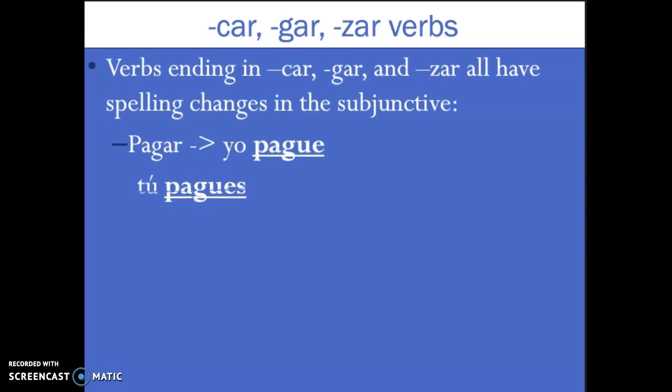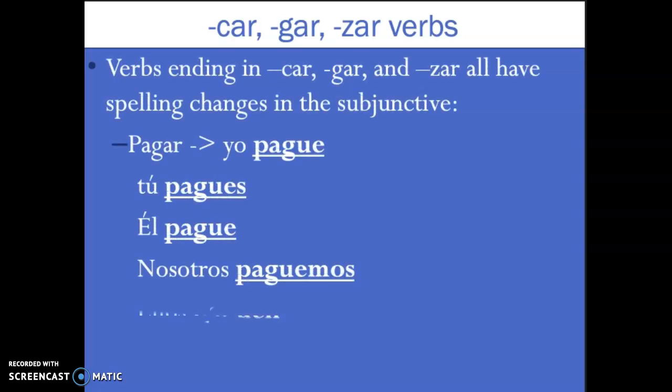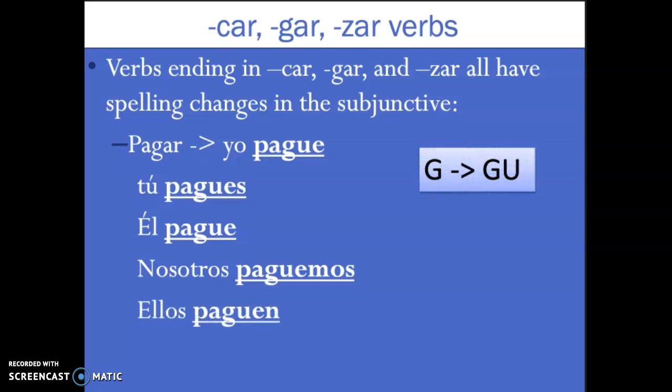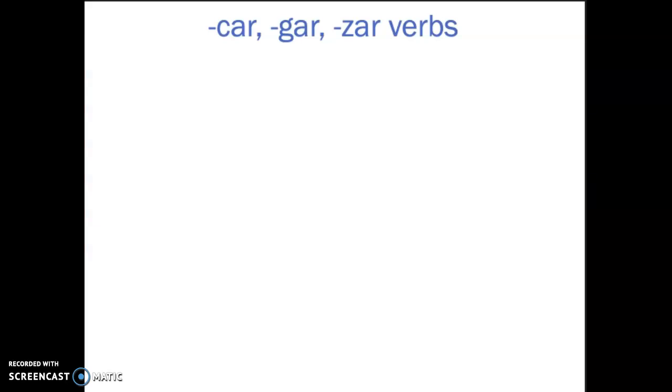Now let's take a look at verbs that end in GAR, which are GAR verbs. Verbs that end in GAR all have a spelling change in the subjunctive also. The G in the verb changes to a GU. For example, pagar becomes yo pague, tú pagues, él pague, nosotros paguemos, ellos paguen.